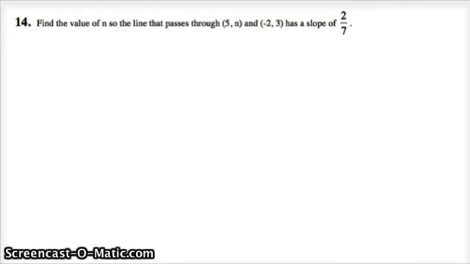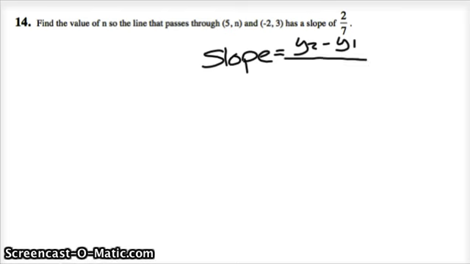Question 14 asks us to find the value of n so that the line that passes through (5, n) and (-2, 3) has a slope of 2/7. First of all, remember that our slope is our rise over run, or our change in our y's over our change in our x's. We can write that as y2 minus y1, which is our change in our y's, divided by our change in our x's, or x2 minus x1.